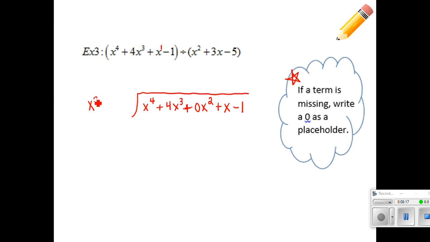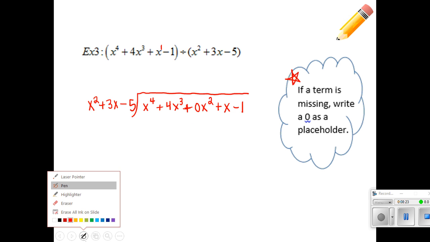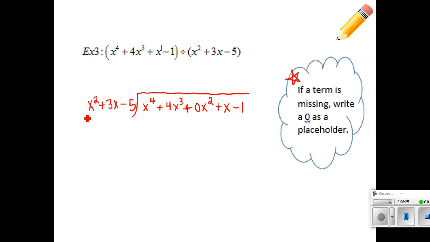So x squared plus 3x minus 5, that's not missing anything. All right, and then we go ahead and do exactly what we've done in the past. What times x squared will give me x to the 4th? Well, remember, when we multiply bases that are the same, we add the exponents. So x squared times x squared is x to the 4th.